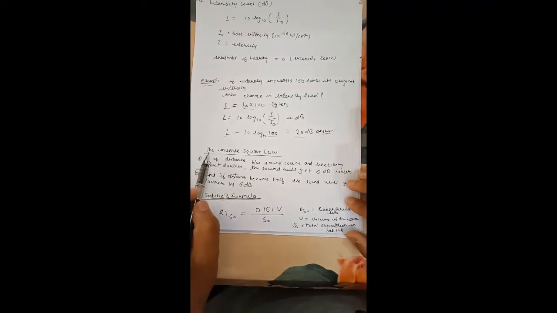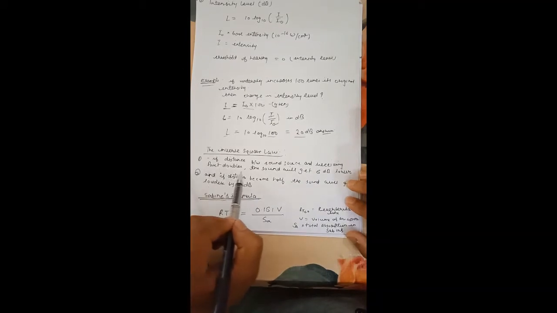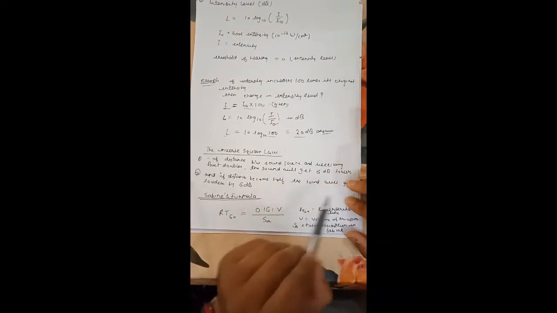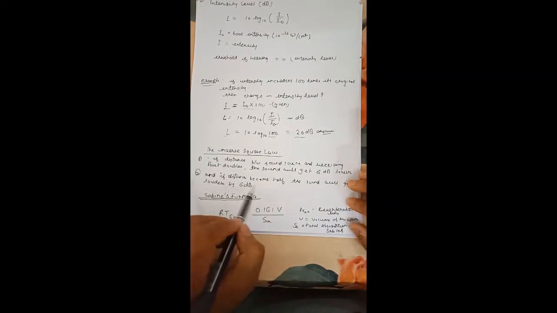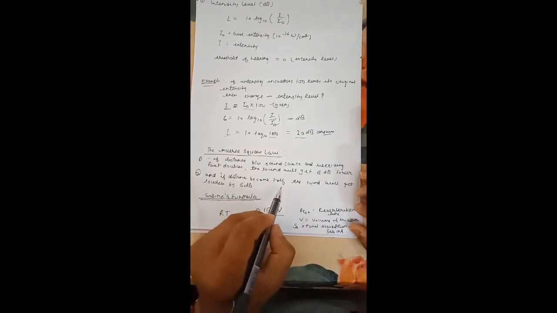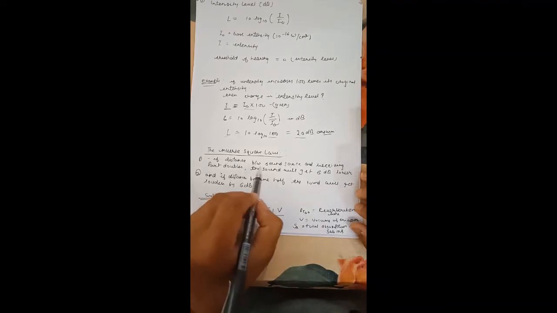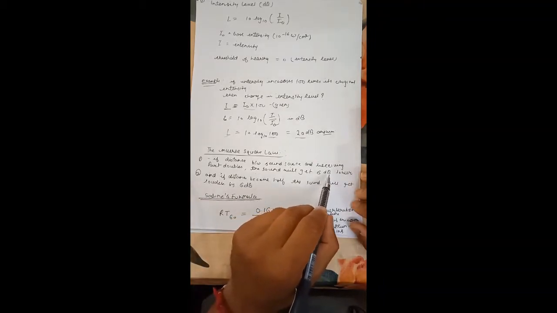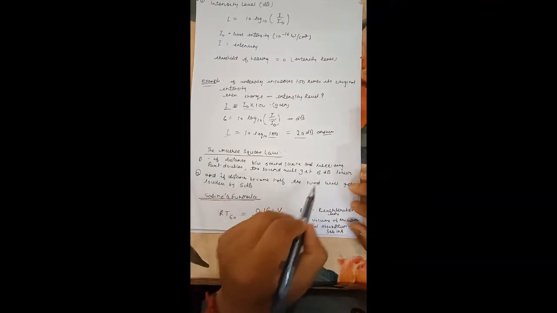Then the inverse square law is there. If the distance between the sound source and the receiving point doubles, the sound will get 6 decibel lower. These are the concepts we should know. And if the distance becomes half, the sound will get louder by 6 decibel. If the distance decreases, becomes half, then the sound will get louder by 6 decibel, and if the distance increases, the sound will get 6 decibel lower. And this was also asked in a previous GATE exam.